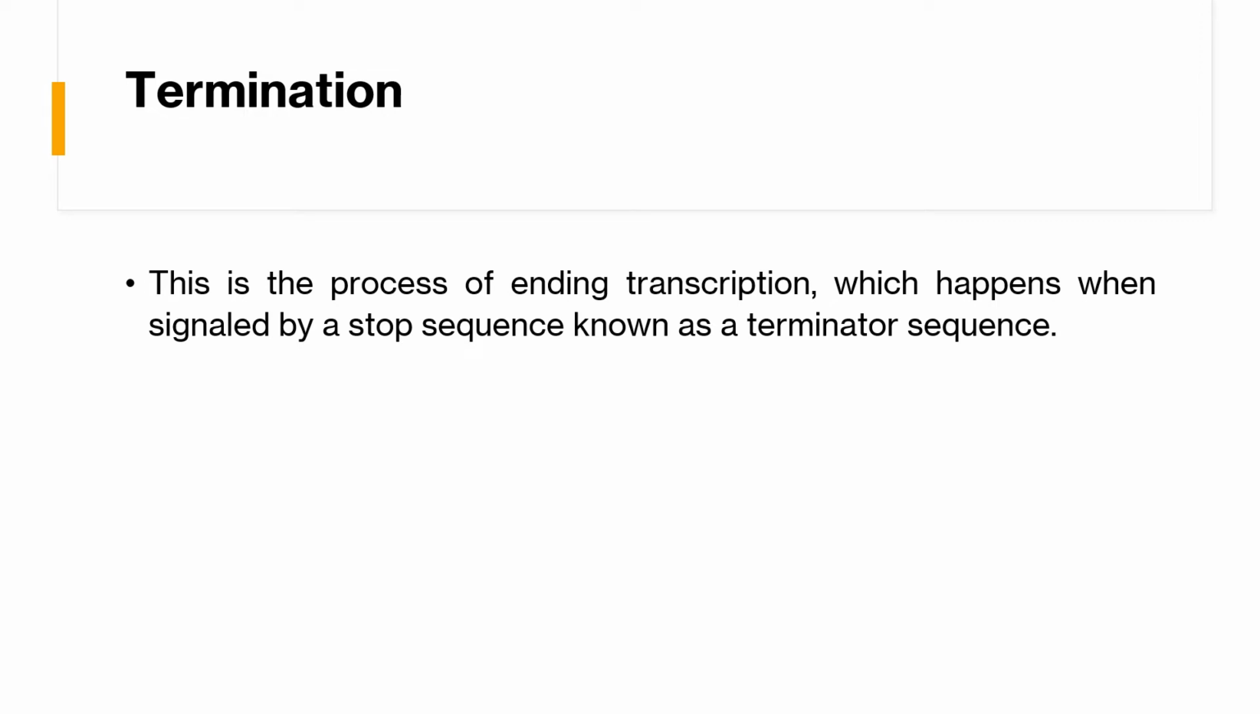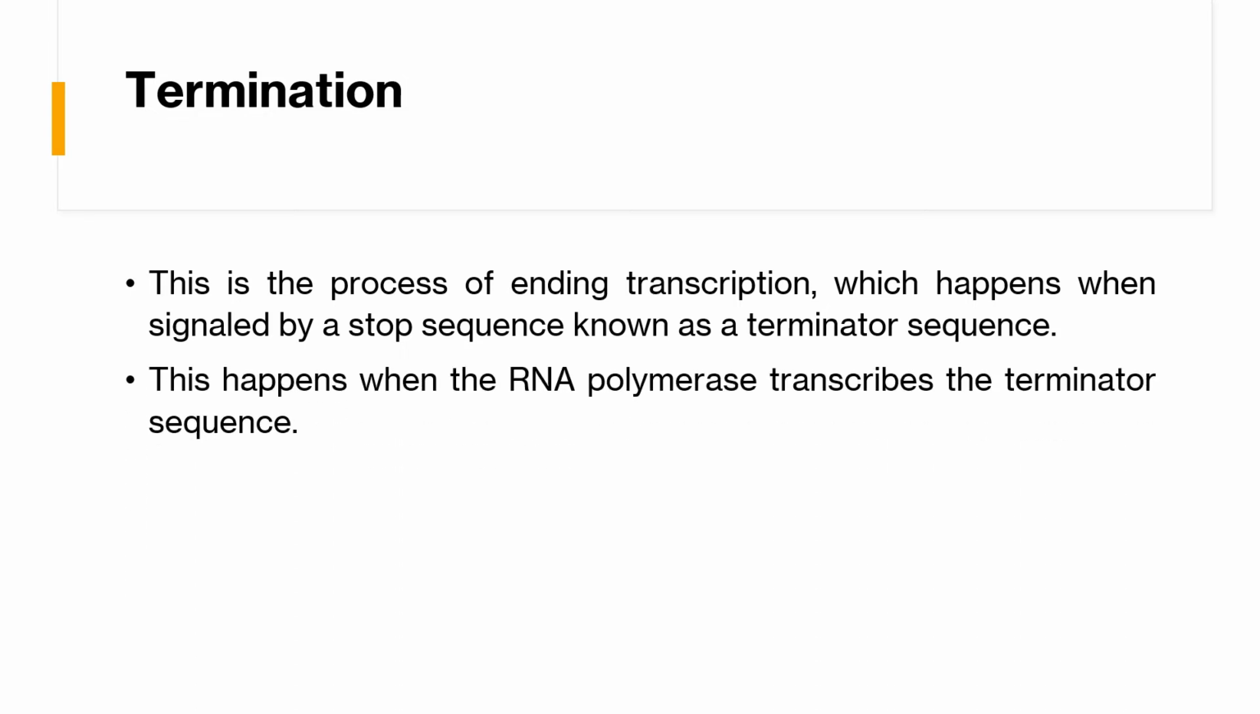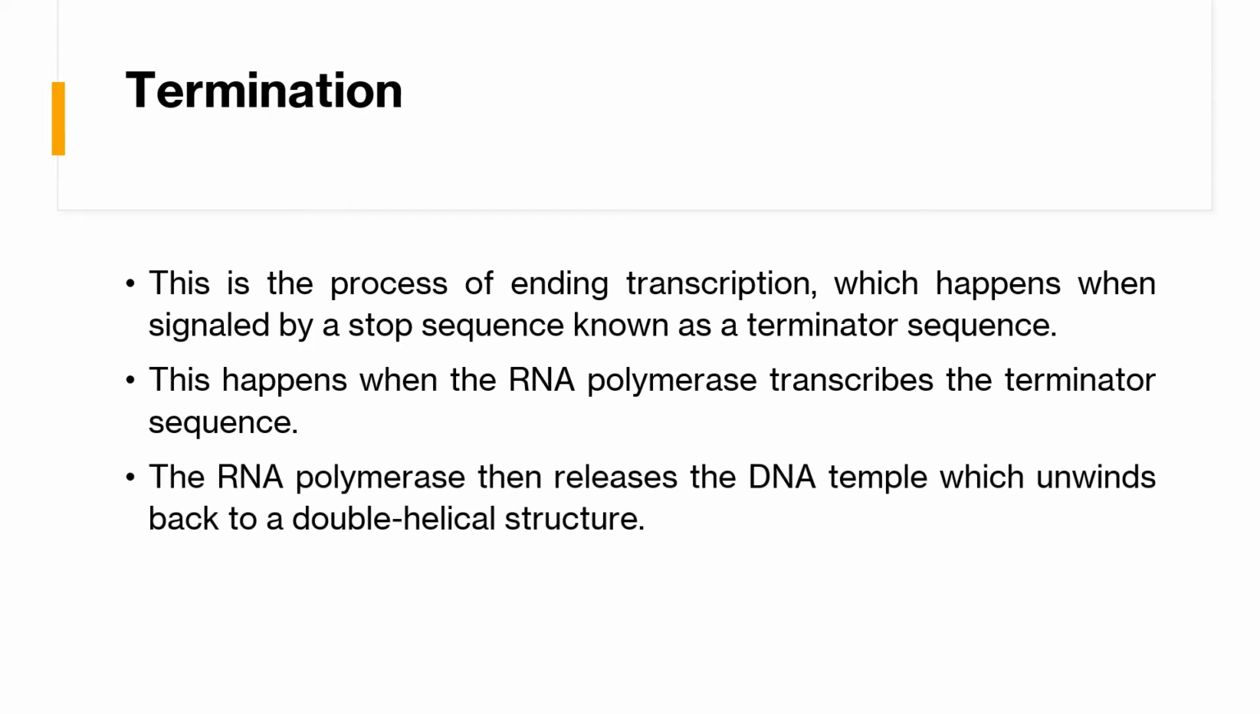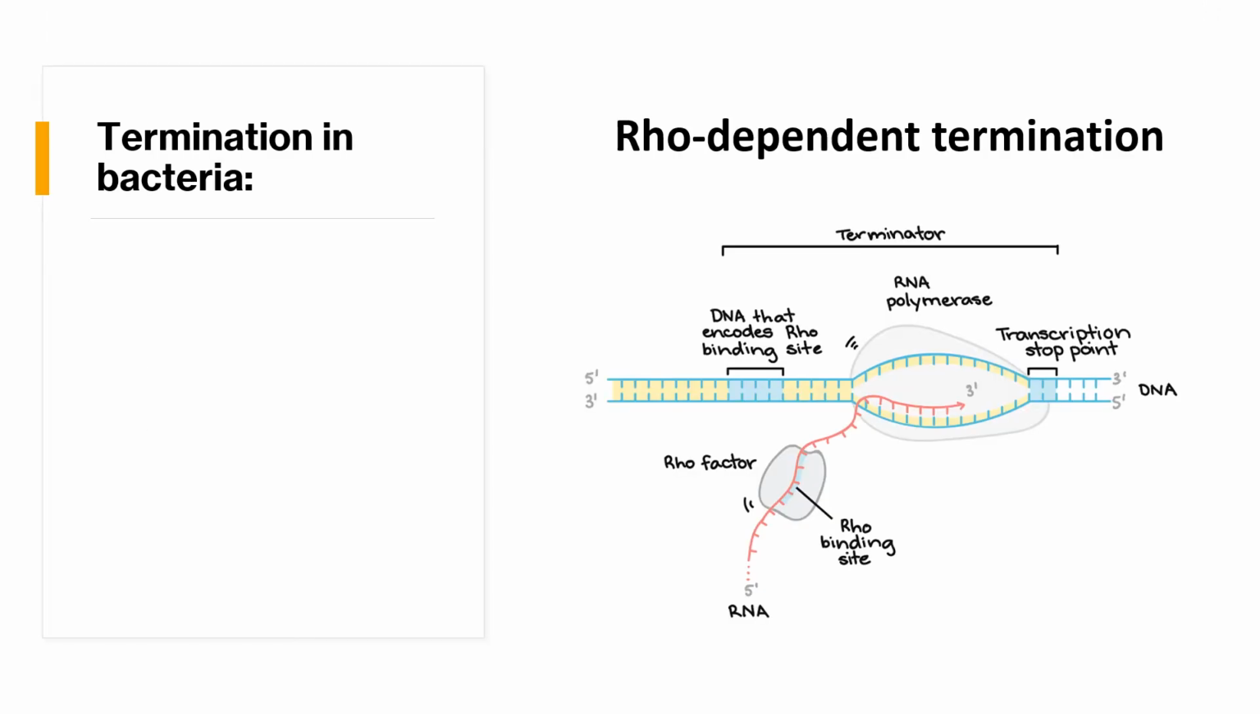Let's look at termination. This is the process of ending transcription, which happens when signaled by a stop sequence known as a terminator sequence. This happens when the RNA polymerase transcribes the terminator sequence. RNA polymerase then releases the DNA template, which winds back to a double helical structure.